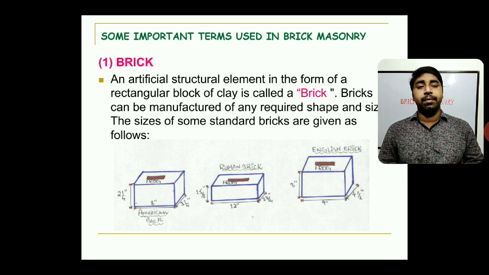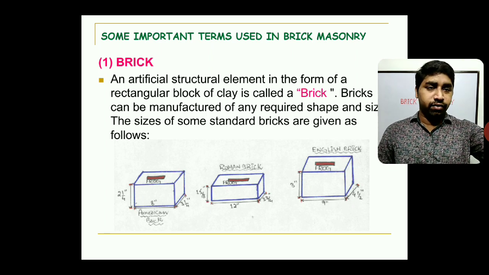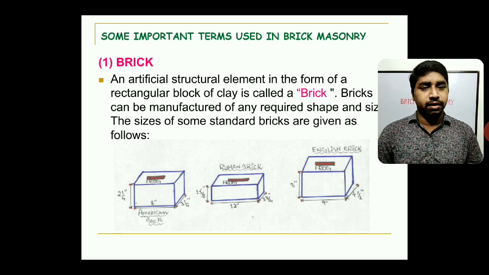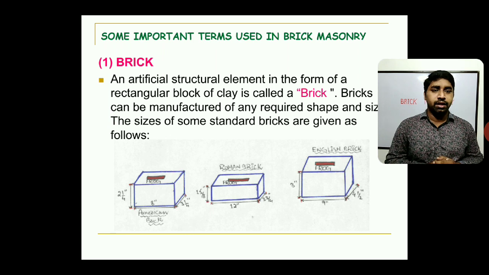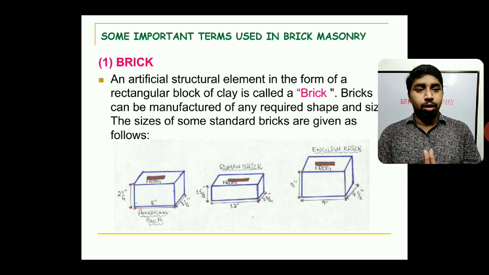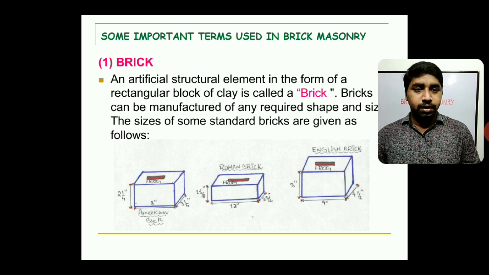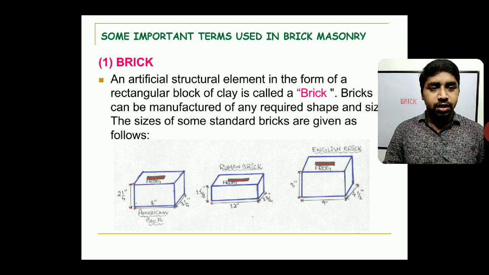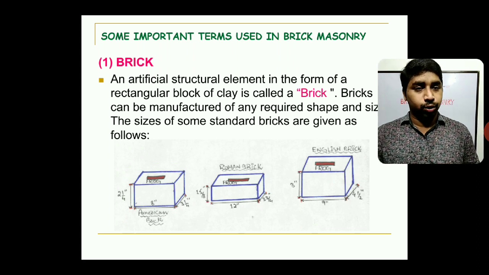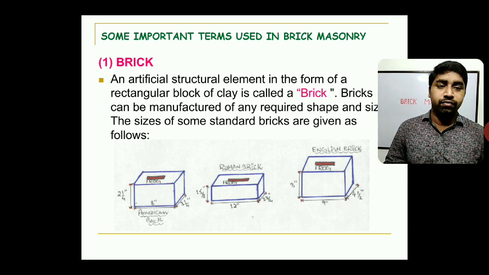The size of the standard brick generally followed is 9 inches by 4.5 inches by 3 inches, the English brick, and what we use in India is nearly the English brick. There are three foreign sizes: American brick, Roman brick and English brick. The Indian brick is a little different. The American brick is 8 inches by 3.5 inches by 2 1/4 inches. The Roman brick is 12 inches by 3 3/4 inches by 1 5/8 inches. The English brick is 9 inches by 4.5 inches by 3 inches.